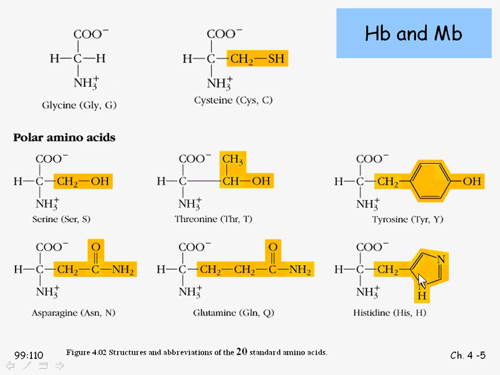There's one other of the polar amino acids, and that's histidine. This is, again, a ring structure. Again, this is a heterocycle. It's got two nitrogens tucked into it. So you can see how those would tend to have some polar character to them.